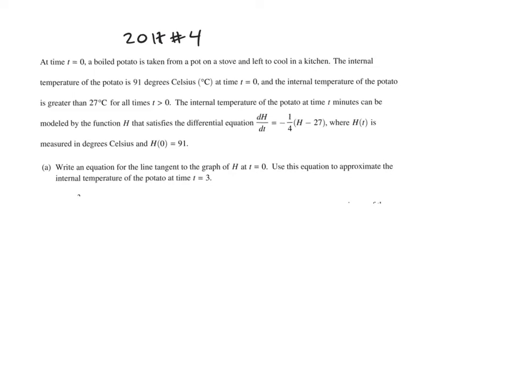All right, this is 2017 number 4. It has 3 parts. I'm going to just try and do each part on a page here. So we'll start off with A, but let's just read it. Okay, so at time t equals 0, a boiled potato is taken from a pot on a stove and left to cool. So its temperature is going to be decreasing. The internal temperature of the potato is 91 degrees Celsius at time t equals 0.